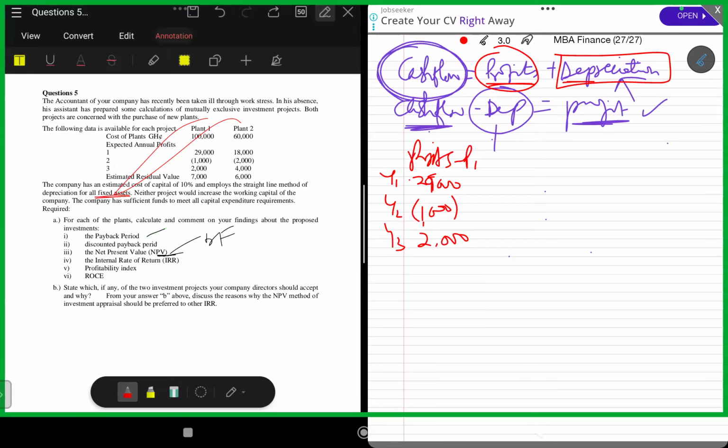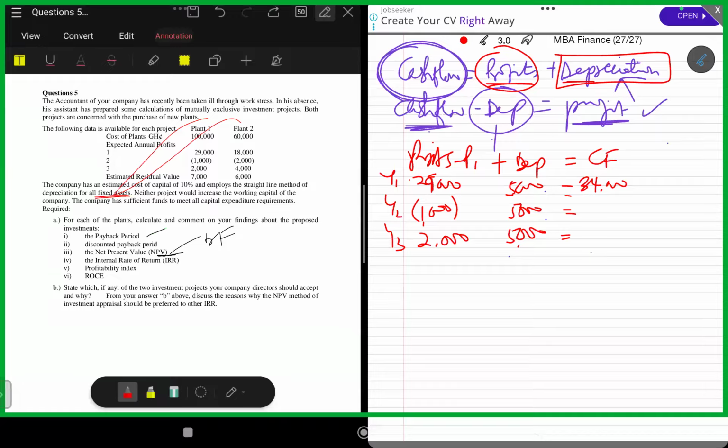Then we have to add the depreciation. Then that will give us the cash flow. So assuming the depreciation is 5,000 each year, because depreciation, you are using straight line. Straight line means it's per year. So what's going to be our cash flow? 29 plus 5 is what? 34,000. Negative 1,000 plus 5,000. Or you assume the depreciation.